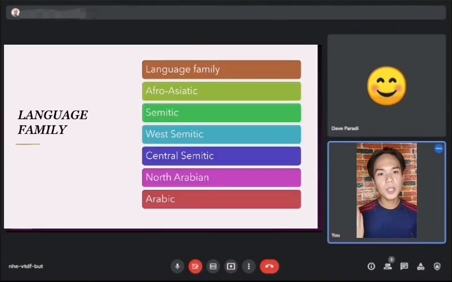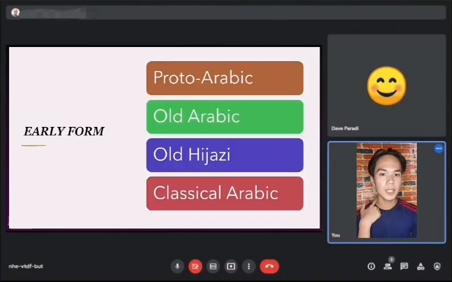And then we have the language family: Afro-Asiatic, Semitic, West Semitic, Central Semitic, and then North Arabian Arabic. The early forms are Proto-Arabic, Old Arabic, and Old Hijazi. And then Classical Arabic. Then we have the standard forms, so in standard forms, we have Modern Standard Arabic.